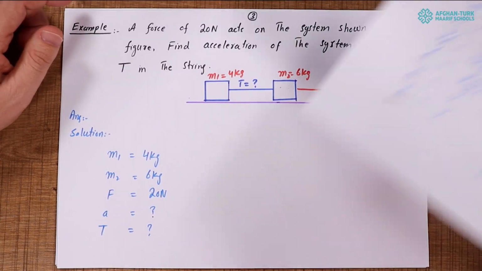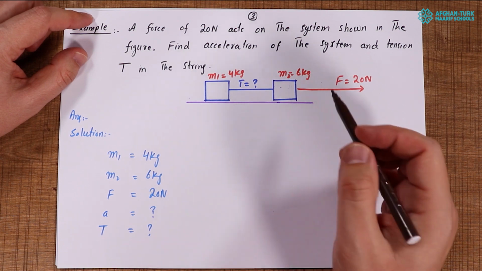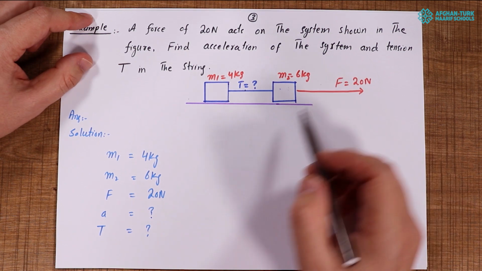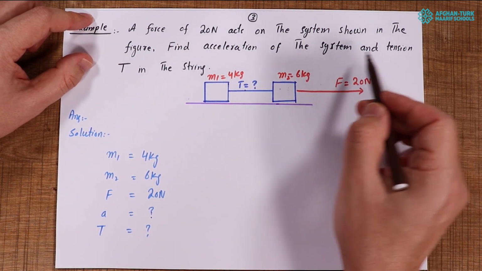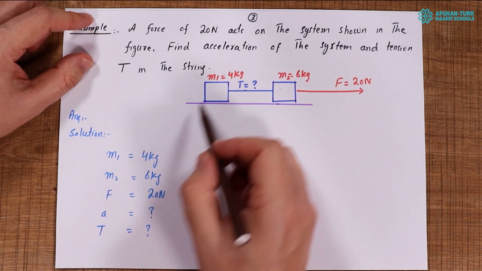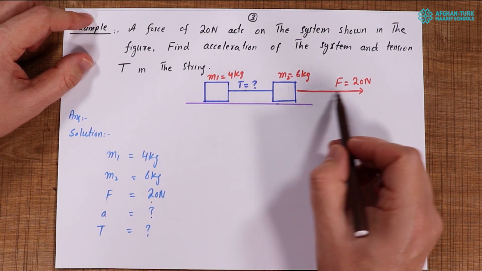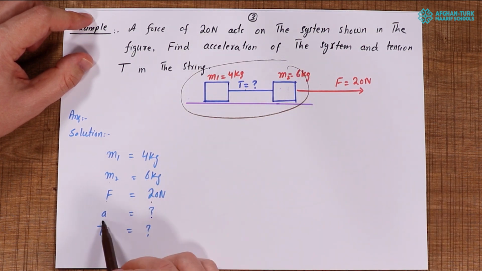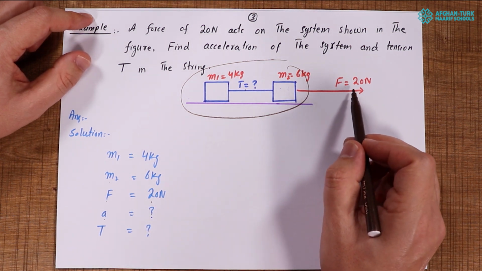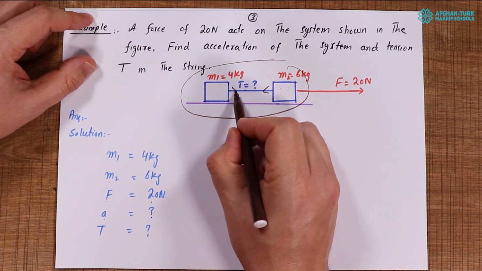In the next example, let's see, there are two blocks. They said to find the tension force, T denotes the tension force, and the masses are given, and they also said to find the acceleration. The values given are mass 1 is 4 kilogram, mass 2 is 6 kilogram, and force is 20 newton applied on this system. Acceleration is unknown, how much acceleration this force produces, and T, the tension force, is also unknown.